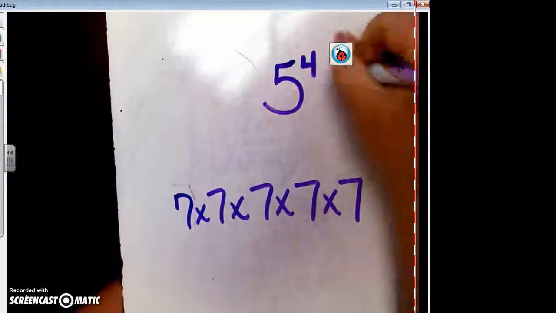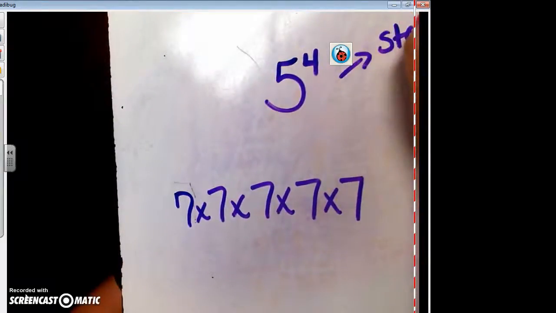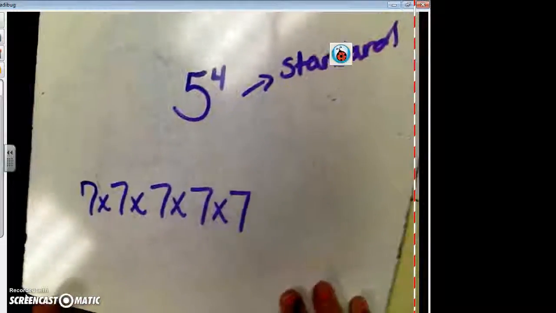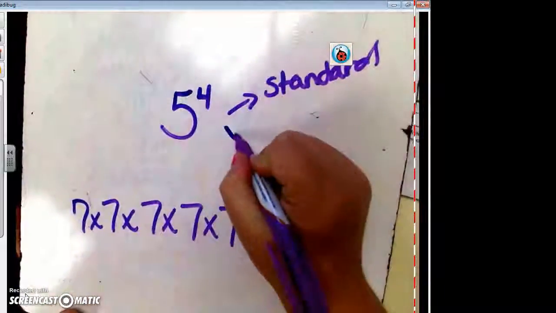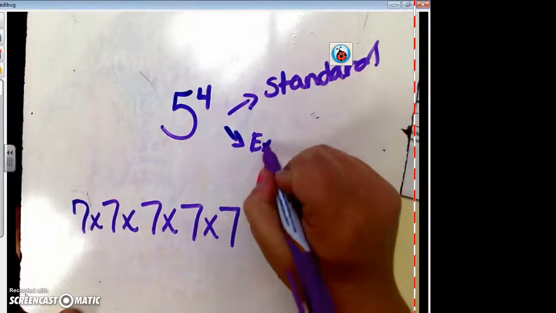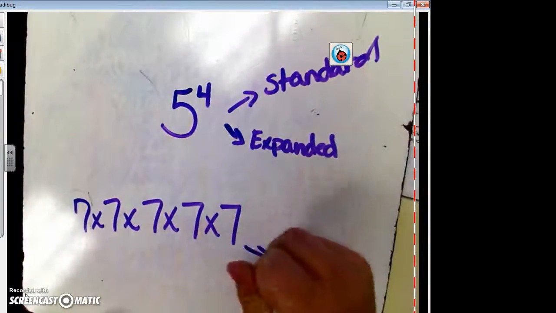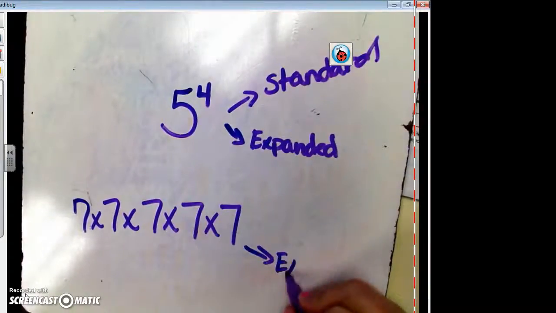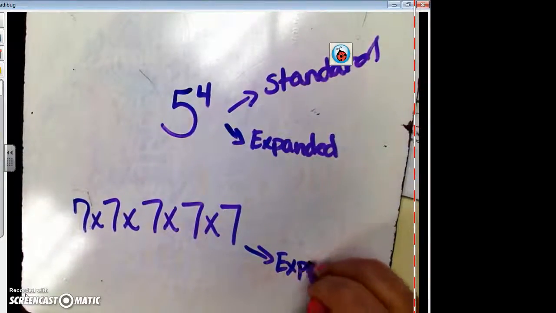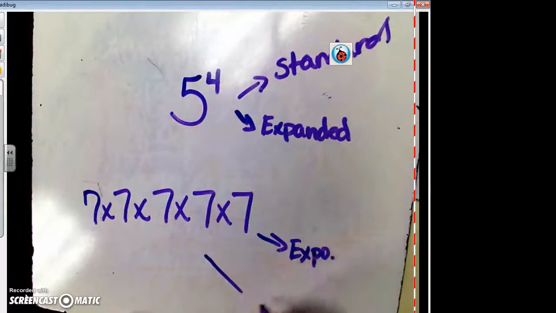Okay, this one up here, I want standard form. And I want expanded form. Here, I want expo form, exponential form. And I also want standard.